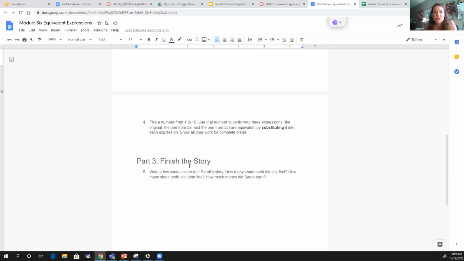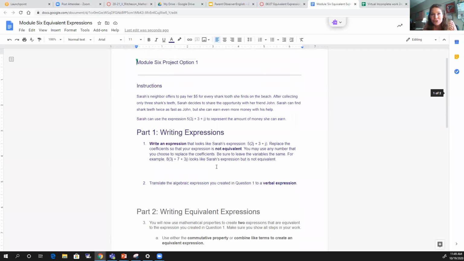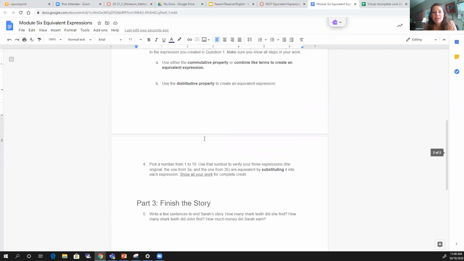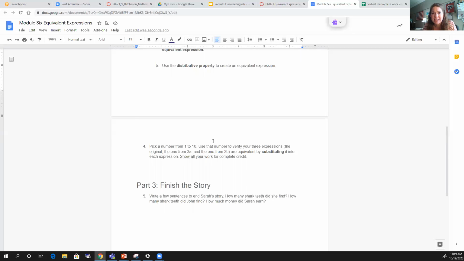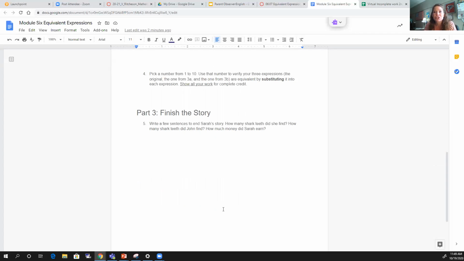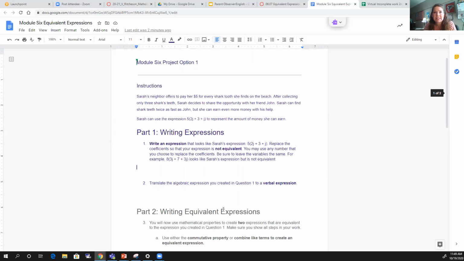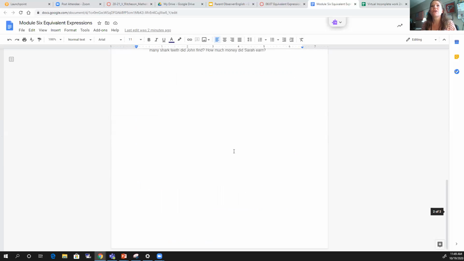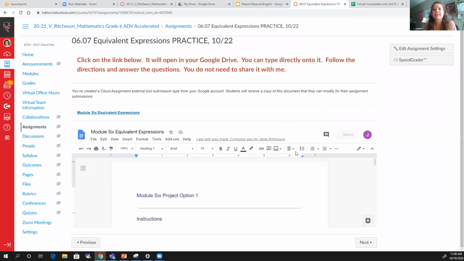And then for part 3, you're going to write a few sentences to end Sarah's story. Sarah's story was here at the beginning. Read the beginning of it. You're coming up with a little ending. How many shark teeth did she find? How many shark teeth did John find? How much money did she earn? Okay, so you're just ending her story there. Simple, simple, simple. Okay? All right, so like I said, that is in your Google Drive. You're just gonna type right on it, okay?